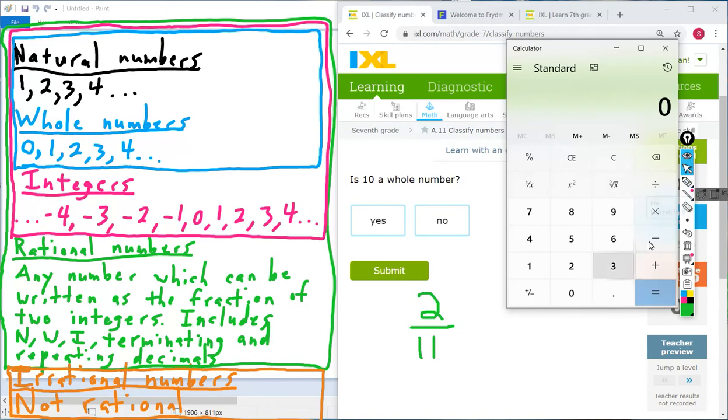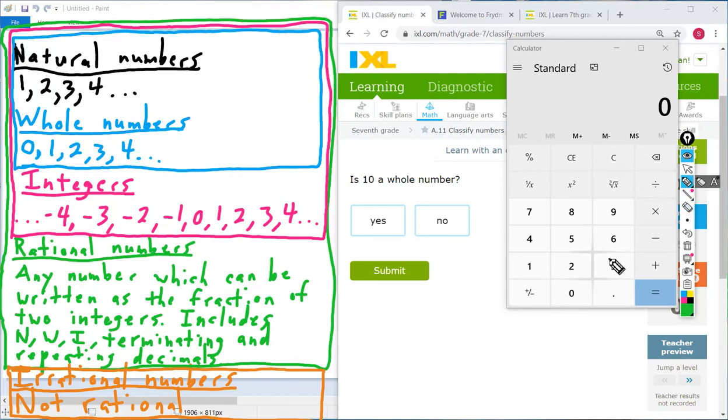Okay, now what about irrational numbers? Irrational numbers, as the name suggests, are not rational. So they cannot be written as a fraction of 2 integers. And also, if you were to write them as a decimal, they would not terminate, meaning they would not end. And they would also never repeat.